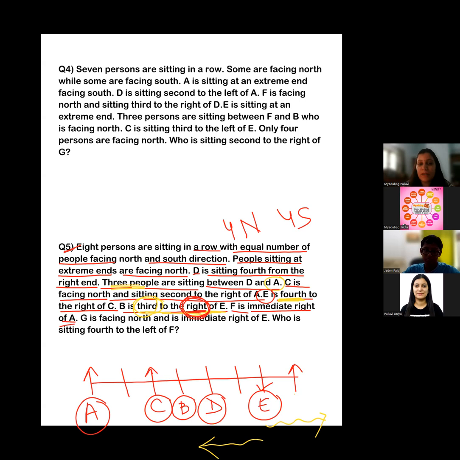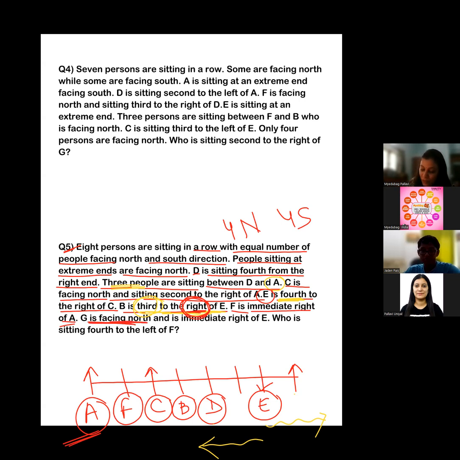F is immediate right of A. A, we know that it is facing north, so immediate right will be towards its right. That is, F will be facing here. Correct? Okay. Next point.